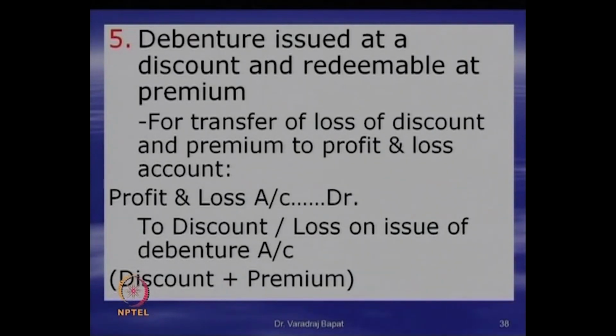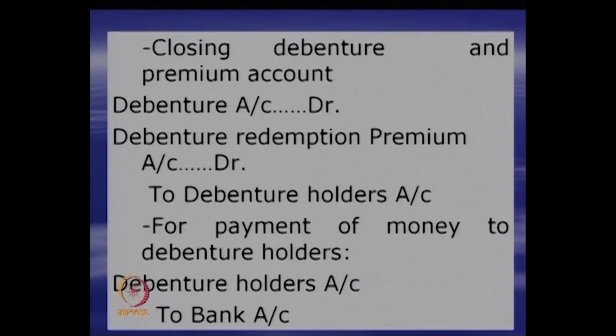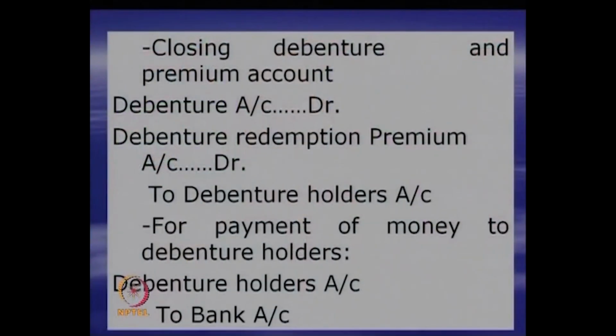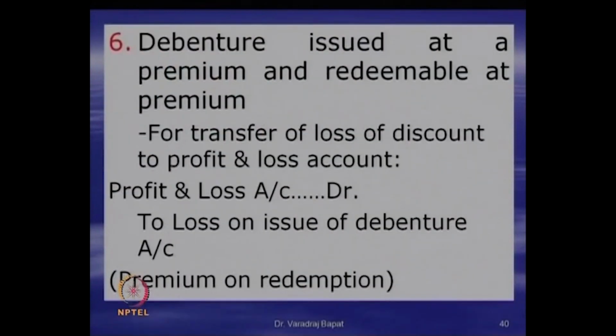So the entry will be P&L account debit to discount or loss on issue of debentures account. When the debenture account is closed, we have debenture account debit, debenture redemption premium account debit, to debenture holders account. So 100 rupees will come from debenture, 6 rupees will come from redemption premium, and the whole of 106 will be credited to debenture holders. Subsequently, of course, that amount is paid to them. So the next entry is debenture holders to bank. Now let us take case number 6.